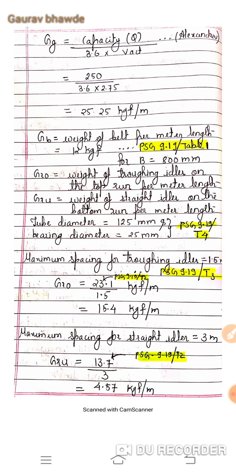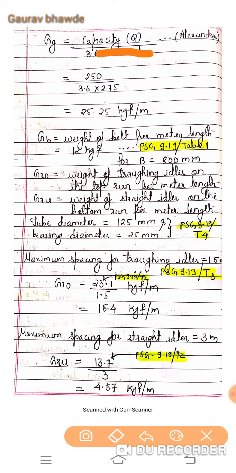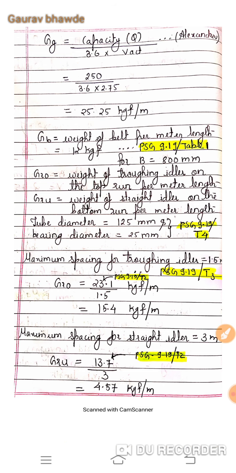Now this GG is given by capacity Q upon 3.6 into V actual, and we know the design capacity is 250, velocity which we have finalized, or speed for width 800 mm is 2.75. You can see we have put this value over here. 250 is Q, 2.75 is the speed. We get the value of GG as 25.25 kg force per meter.